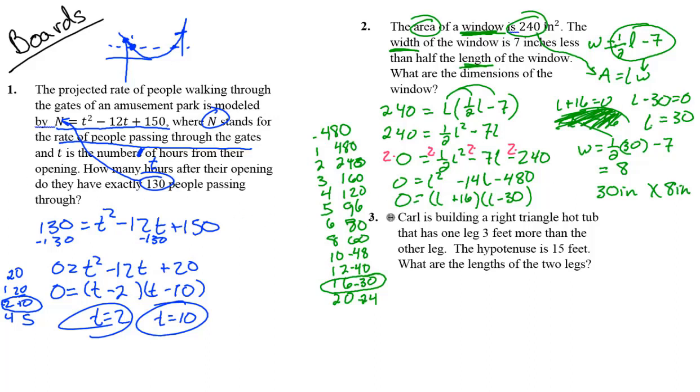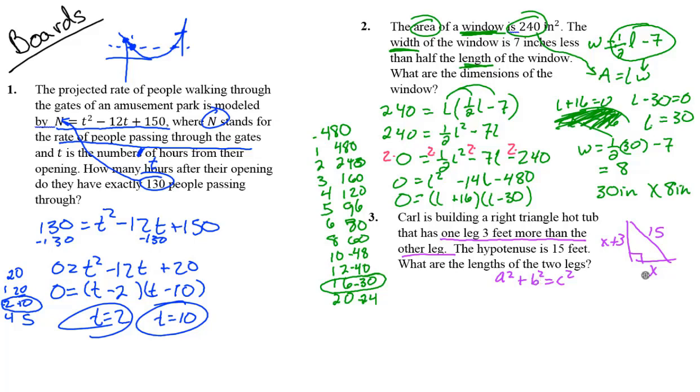All right, last one. Carl is building a right triangle hot tub. So that means we have this shape going on right here. And remember, we're going to be using, with a right triangle, that gives us a squared plus b squared equals c squared. So a, b, and c. So one leg is 3 feet more than the other. So if this guy's x, then that guy's x plus 3. And the hypotenuse is 15.